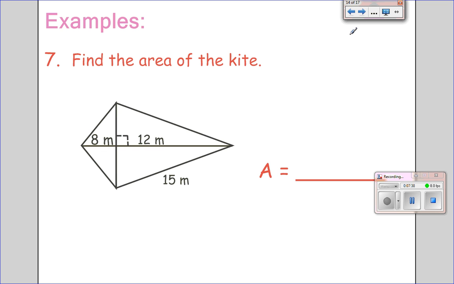All right, I want you to pause the video and try to find the area on your own for this one. All right, let's see how you did.